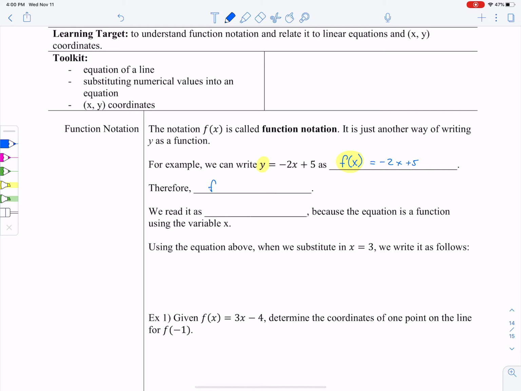So therefore f(x) is equal to y, and the way we read it is called f of x. So we say here f of x is equal to y. Okay?